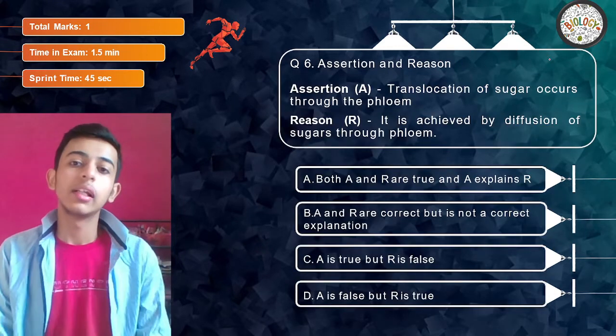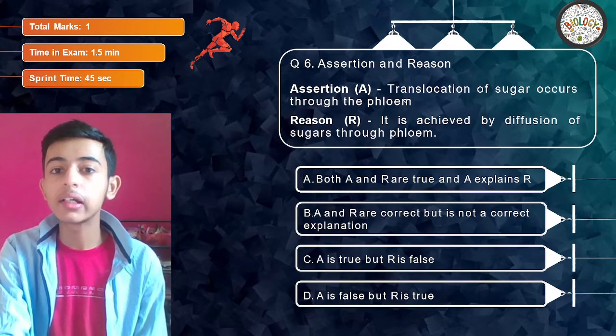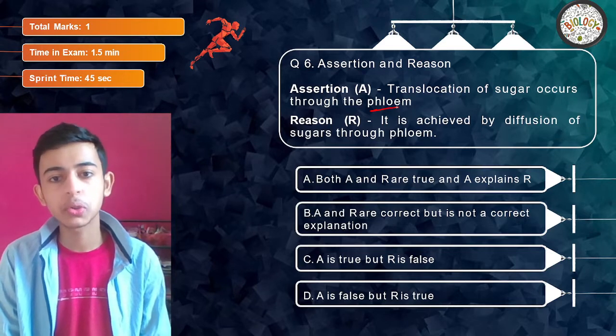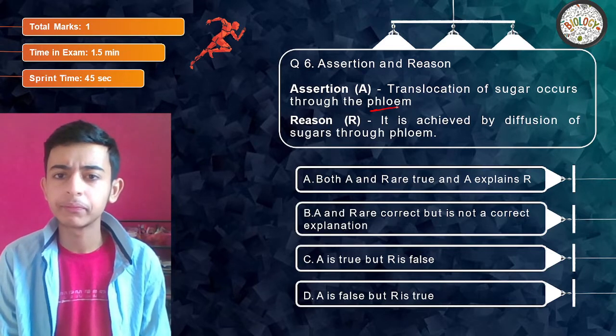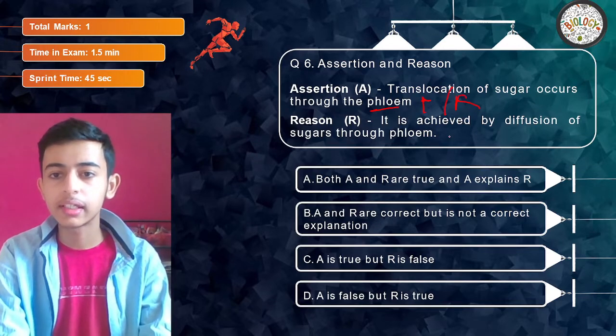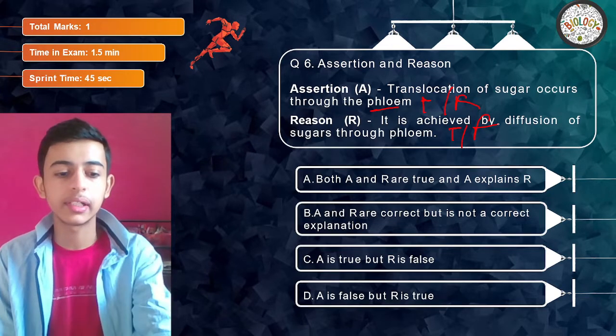Okay, let's have an assertion reason question. Assertion says translocation of sugar occurs through the phloem. Reason says it is achieved by diffusion of sugar through phloem. What should be the answer? Quickly. First, let me know if this is true or false, and then let's try to relate them if we are able to relate.